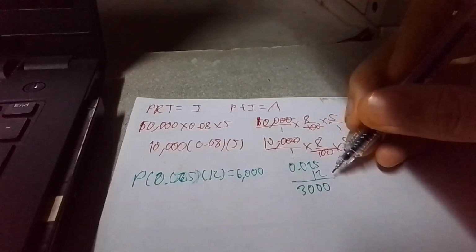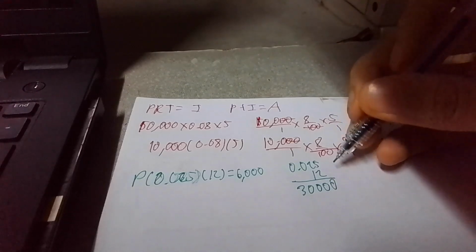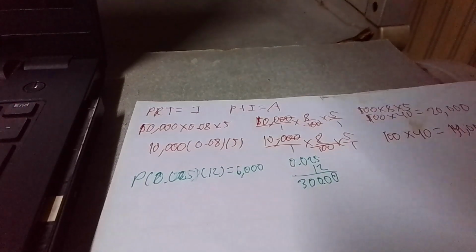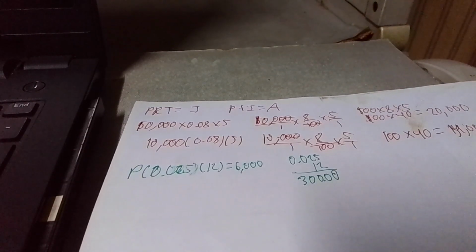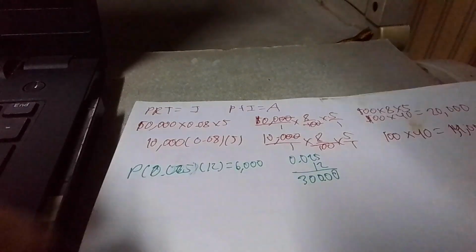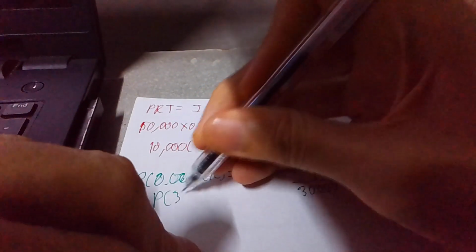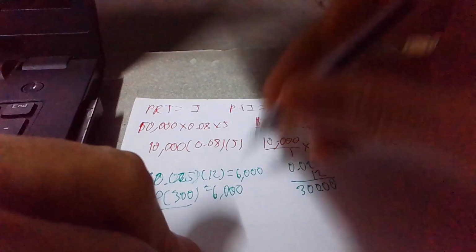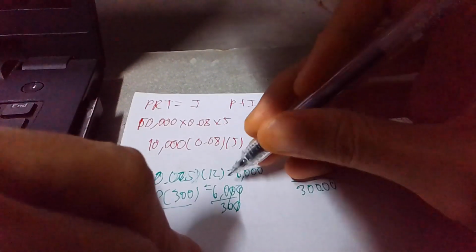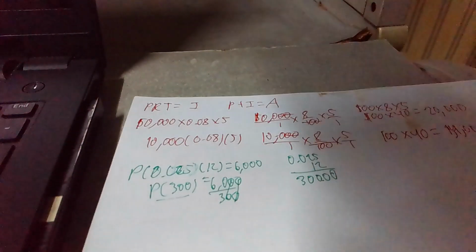300. We're at 2 zeros, right? And then the decimal point. So that's already 300. Whatever answer you get, P times the product equals 6,000 pesos. Then, divide both sides by 300. This one cancels. 60 divided by 3.